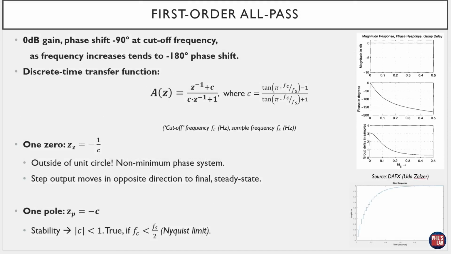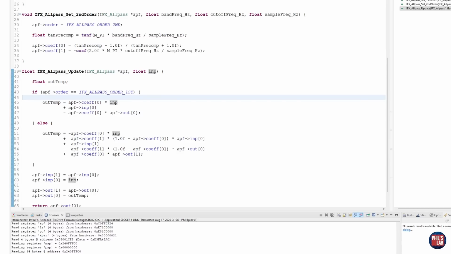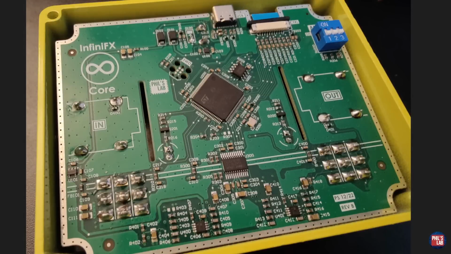Then we'll go through the theory of first and second order all-pass filters, how to implement them in C code on an STM32 microcontroller that will then finally run on this digital guitar effects processing platform we've seen a couple times previously on this channel.